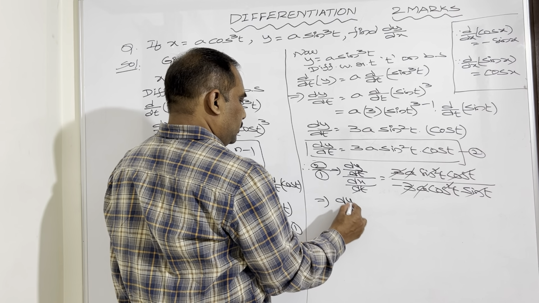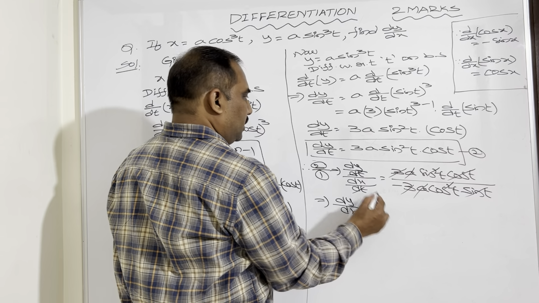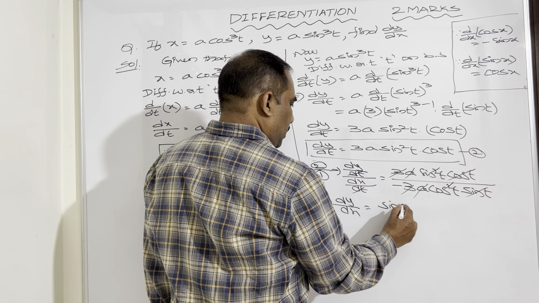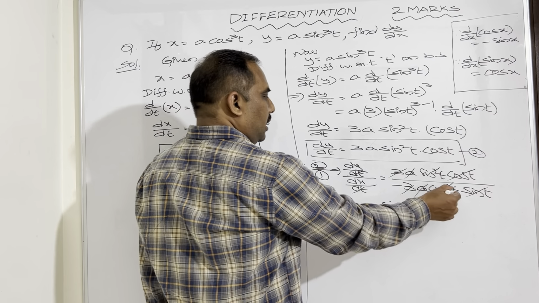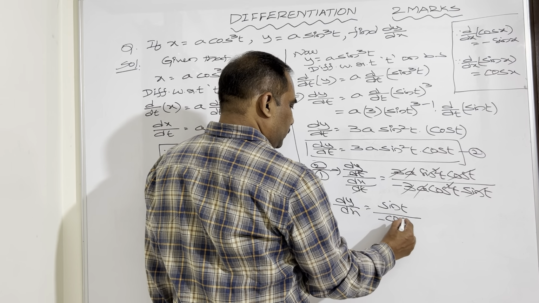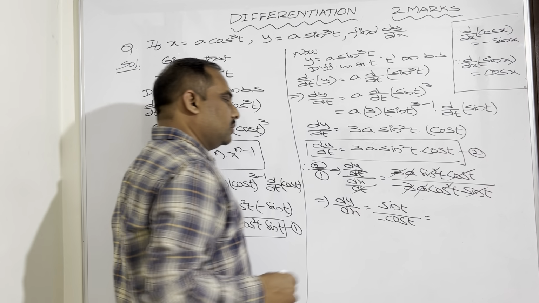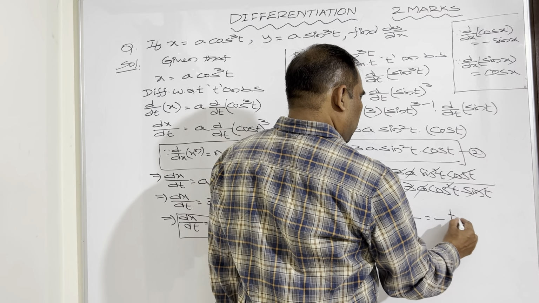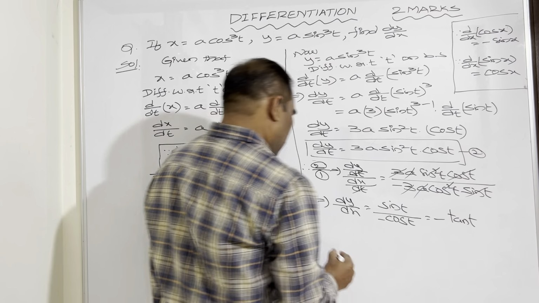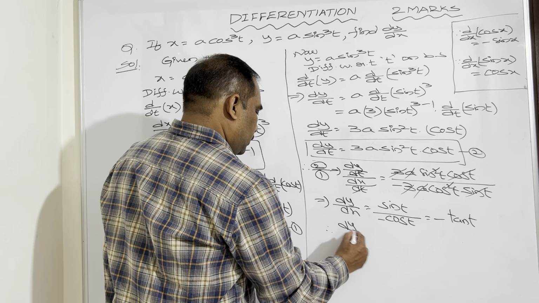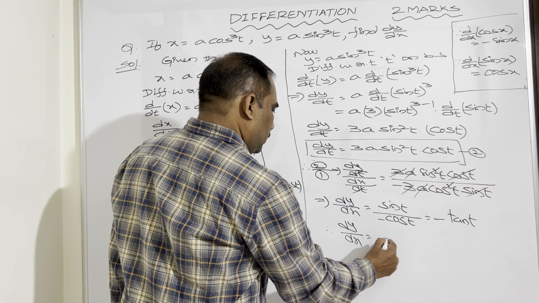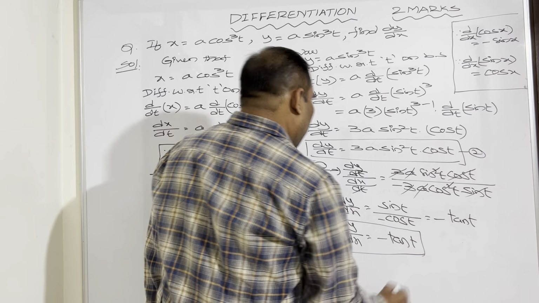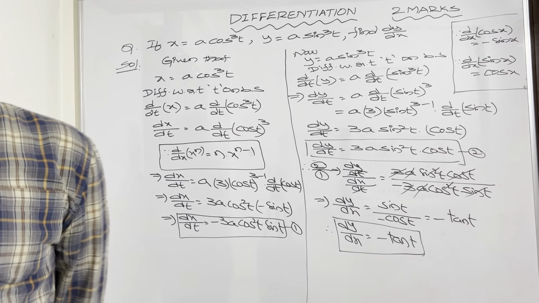Finally we get dy by dx is equal to, what is left over in the numerator, that is sin t, by, in the denominator what is left over, minus cos t. So sin t by minus cos t, we know that is tan t. So finally dy by dx is equal to minus tan t. So like this we can find dy by dx with the given functions.